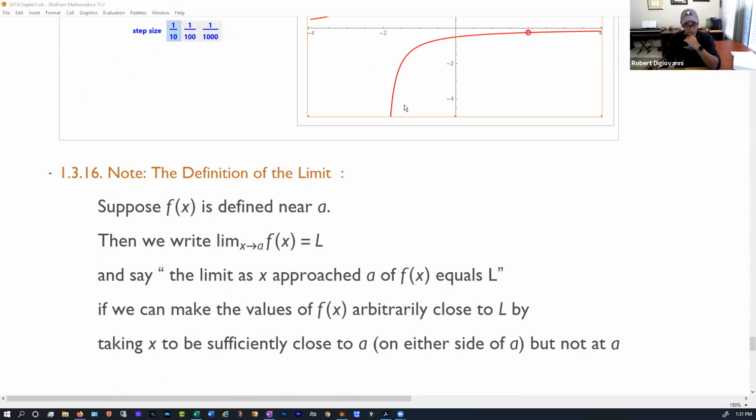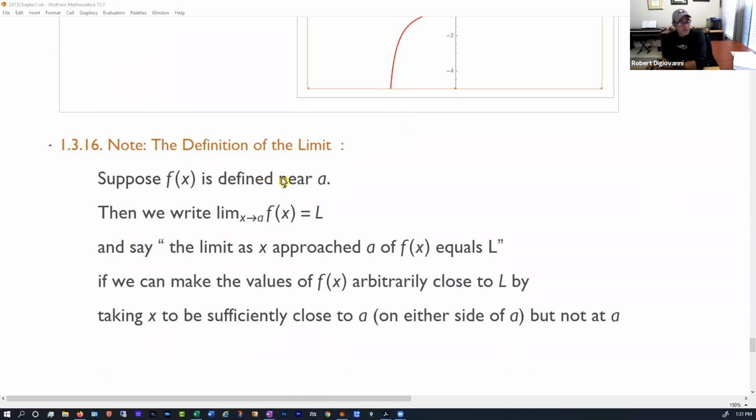All right, now suppose f of x is defined near a, and we write this down. Whenever we write this limit, I'm going to write it a different way because I don't like the notation. If you ever say that this limit is equal to L, which is a number, then what we're saying is that as you approach x from both sides, the closer x gets to a, the closer the function gets to L.